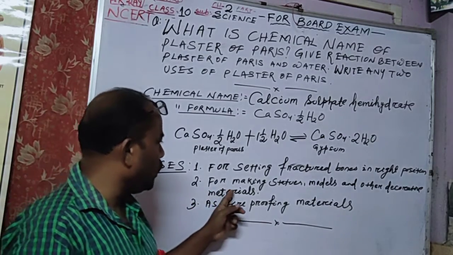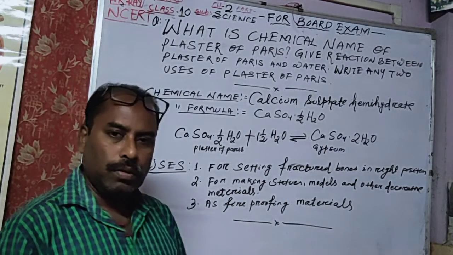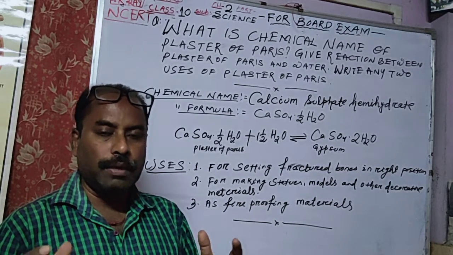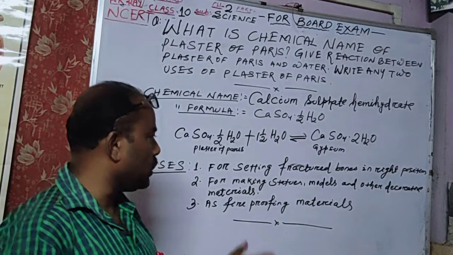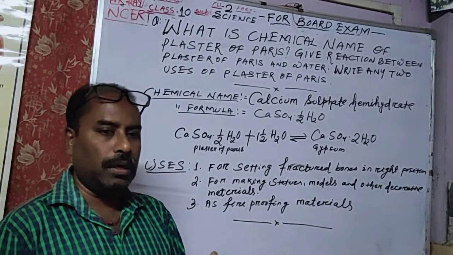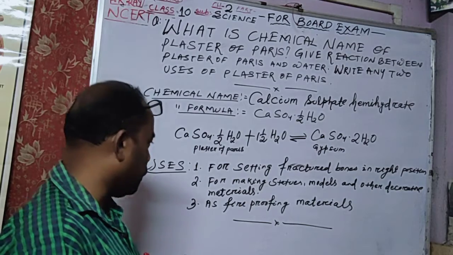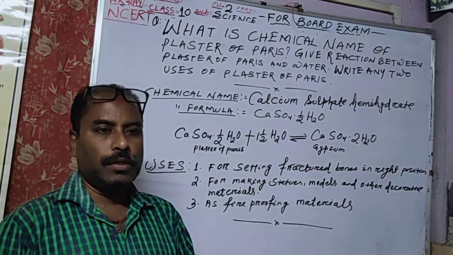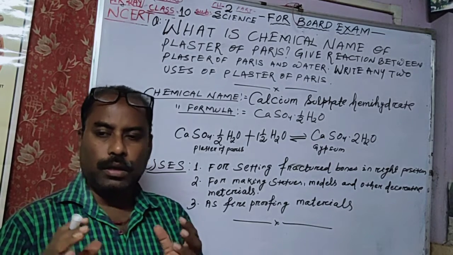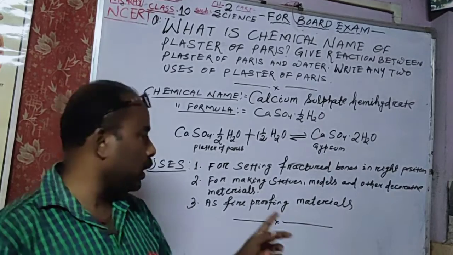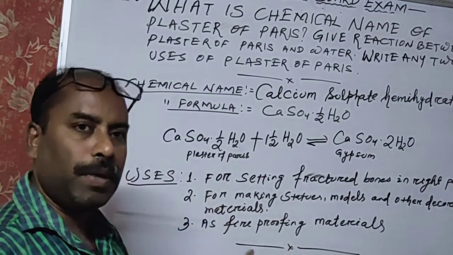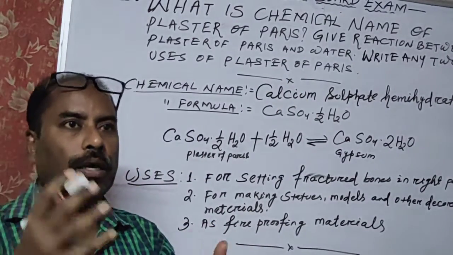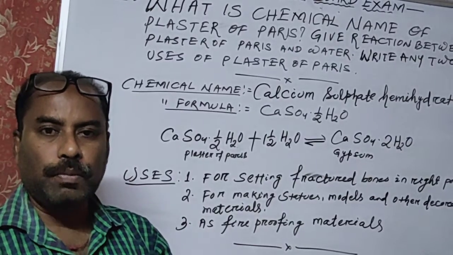Now the second one is for making statues, models and other decorative material, which are finishing material, like fancy material. Plaster of Paris is used for that purpose. Another use is as fireproofing material. Fireproofing means it does not catch fire. So for fireproofing purposes we can use plaster of Paris. And for decorating the ceilings also. In our buildings we decorate the ceiling with so many designs, and that is also done with plaster of Paris.